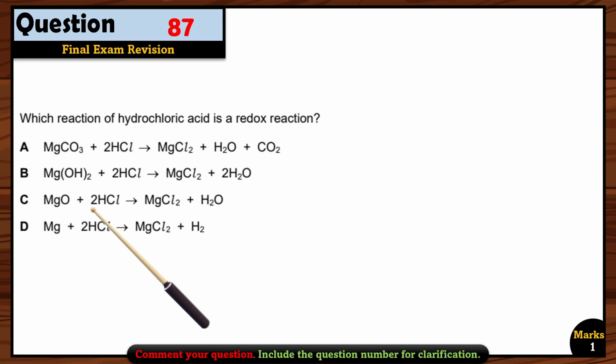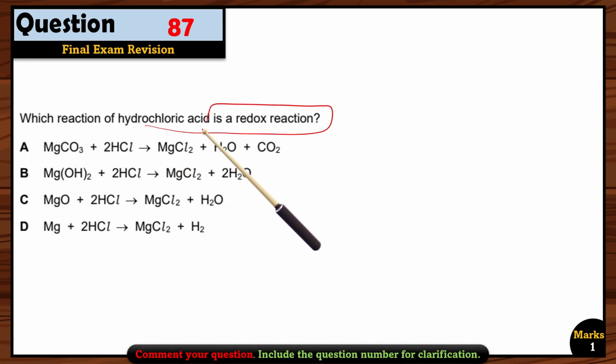Let's see another example. Which reaction of hydrochloric acid is a redox reaction? Again, you have to look for the element that is present in a compound in the reactant or in the product.